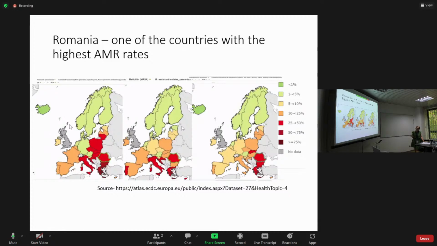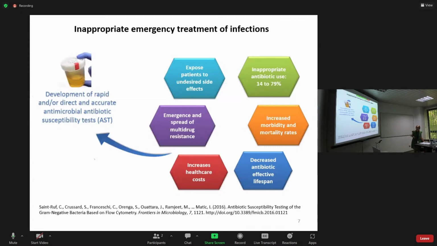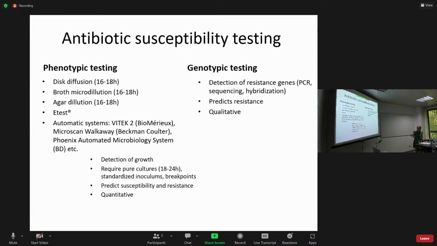I was telling about the problem of resistance in Romania. You see that for many antibiotics and multi-drug resistance rates, we are somewhere between 25 and over 75%. And this is due to many problems, but we can at least respond to a small part of this big problem by the development of rapid and or direct, because it is not possible to have direct methods all the time, and accurate antibiotic susceptibility testing.